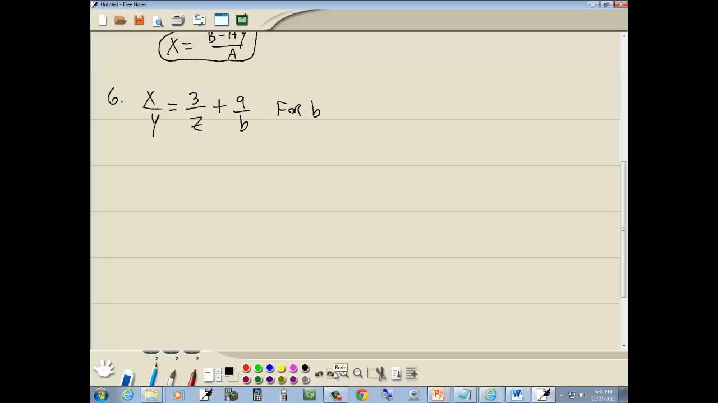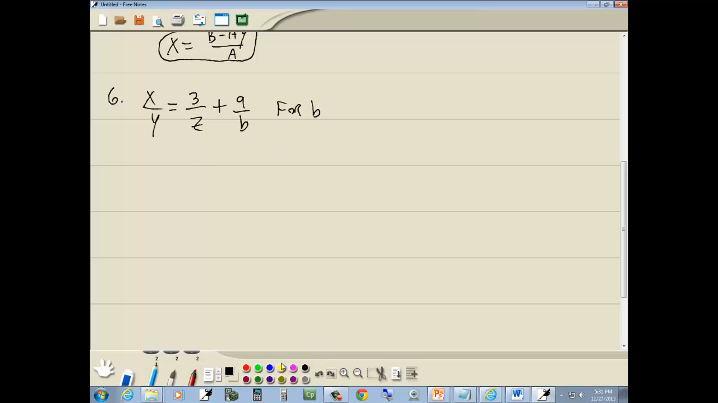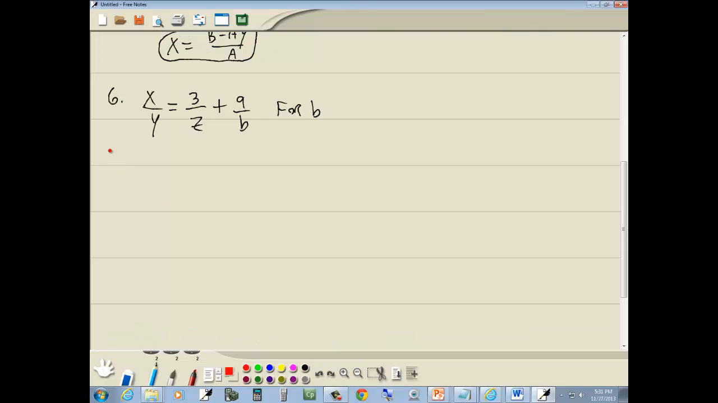First step. Notice I'm not skipping any steps either, even though we obviously don't have parentheses. First step, get rid of parentheses. Don't have any. Second step, get rid of fractions. I do have fractions. Multiply everything by the LCM of all your denominators. Well, I got y, z, b. When you got different variables like that, then your LCM is just the 3 multiplied together.